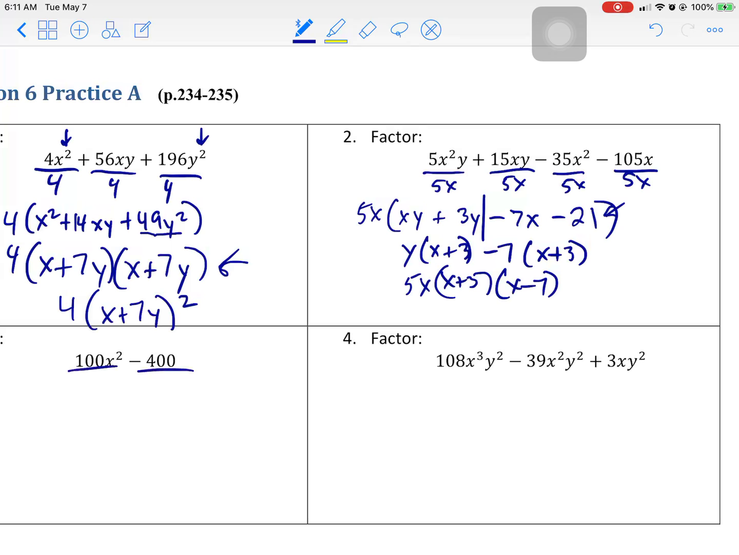This one, there's a greatest common factor of 100. Take that out. What do we have left? Perfect square minus a perfect square. So square root of the first, square root of the last, and opposite signs. It doesn't matter if you put plus, minus, or minus, plus.